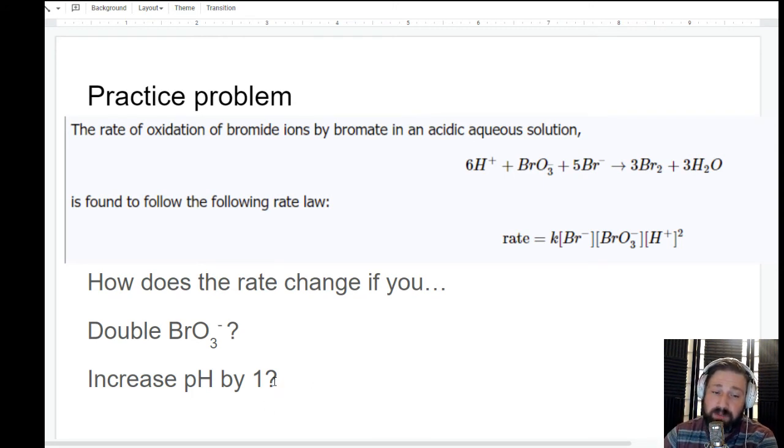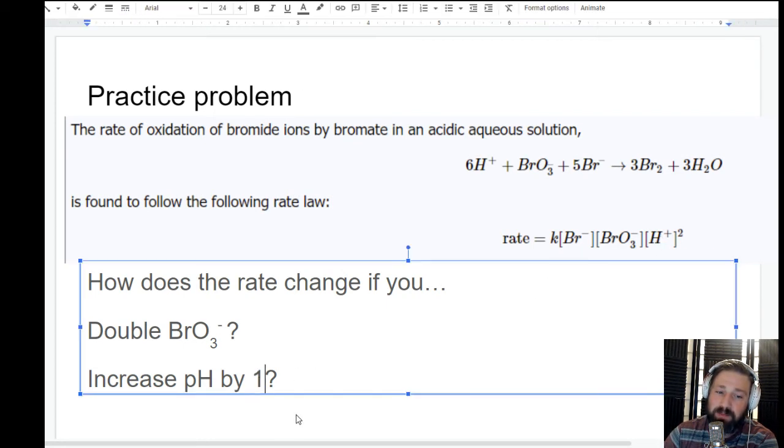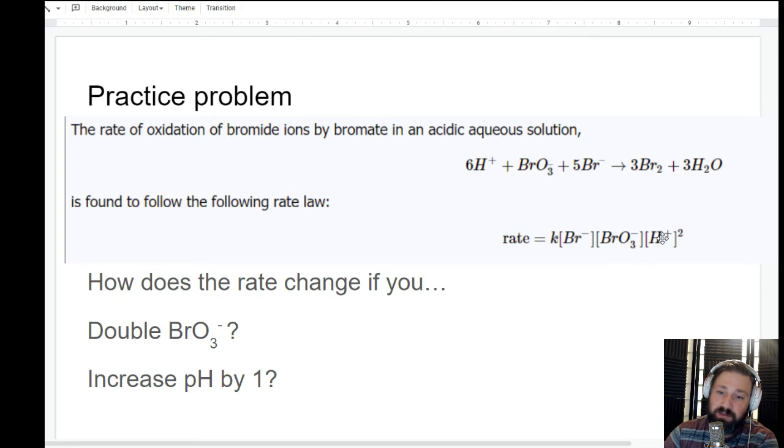So if I'm increasing the pH by 1, I am decreasing hydrogen ions because I'm getting a higher pH. And that means I'm decreasing the concentration of hydrogen ions by a factor of 10. And then if I'm quadrupling that, I'm decreasing this by a factor of 100 because 10 squared is 100. So there's that. This is kind of adding in the acid-base chemistry to this as well.